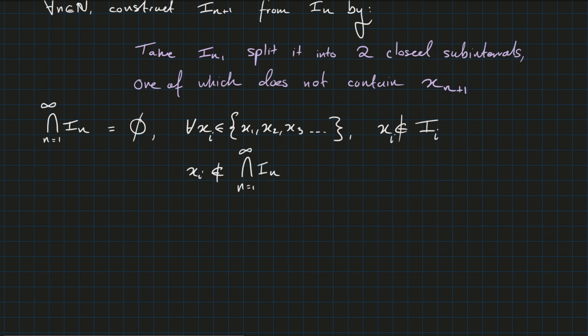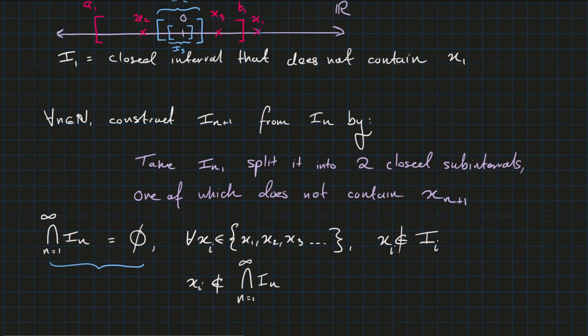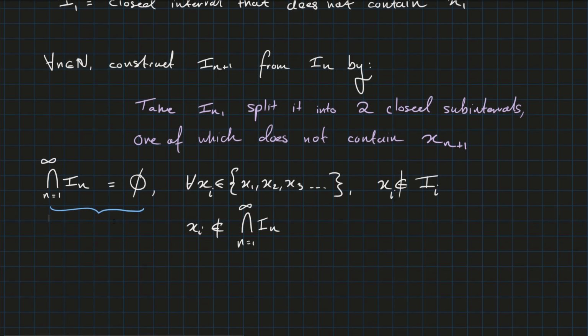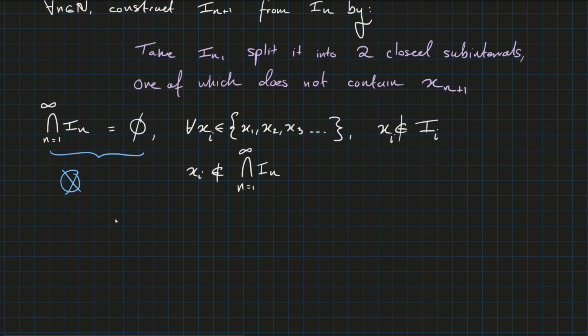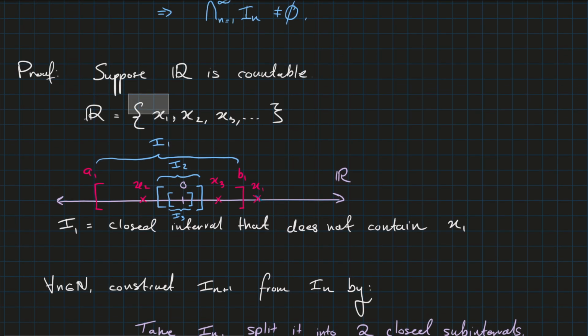And so we get this fact right here, right? We get that the infinite intersection of these closed, nested intervals is empty. But this contradicts the nested interval property of R. And so there we go. We have it. That R must be uncountable. That this must not have made sense.